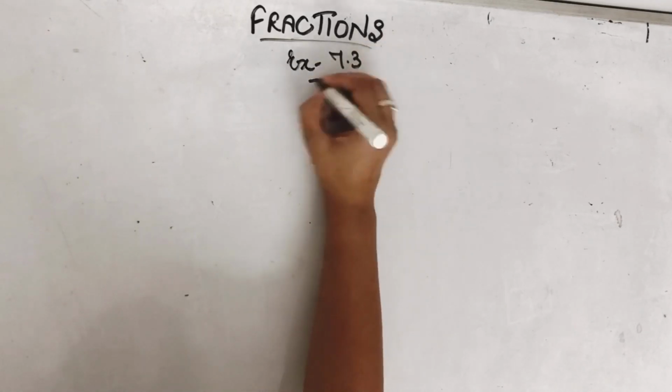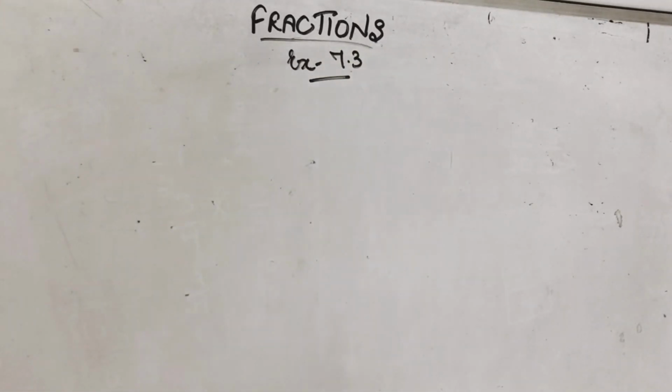Exercise 7.3. First question is, you have to write the fractions and see whether they are equivalent or not. So it's a very simple question. You can do it yourself. Write down 4 fractions, like in A part, and then you have to check whether they are equivalent or not. Second question also you will do yourself.